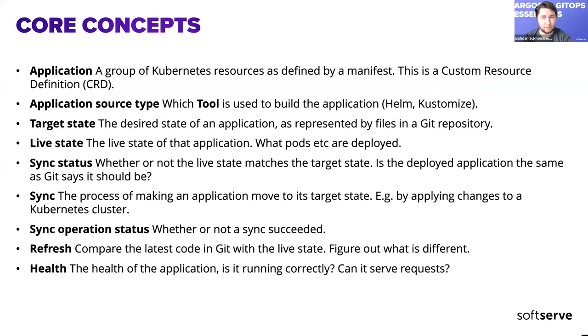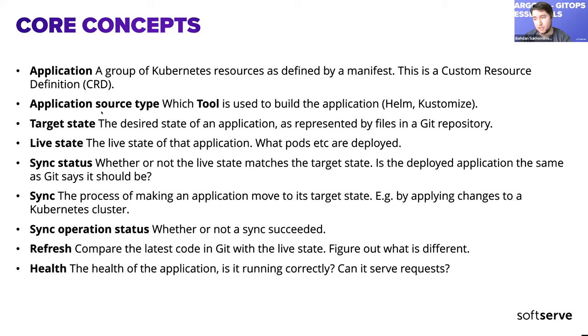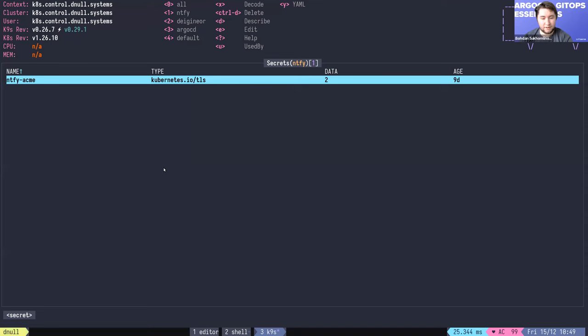So, the core concepts of ArgoCD, as I already showed you: it consists of applications. For the application source type, we are using Helm, but we can use Kustomize. Target state: I already showed you that if ArgoCD sees a change, it will try to minimize that change and reapply those resources. Sync: if something goes wrong, sync will fail. Refresh and application health: if for some reason your application cannot start, ArgoCD will show that health as broken, and you, as operator, should check what is wrong there. And let's move on.